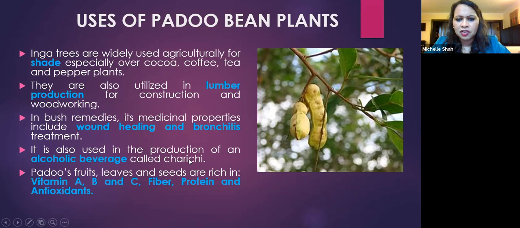Pardo's fruits, leaves and seeds are rich in vitamins A, B and C, fiber, protein, and antioxidants. So this is the appearance of the pardo on the tree here.